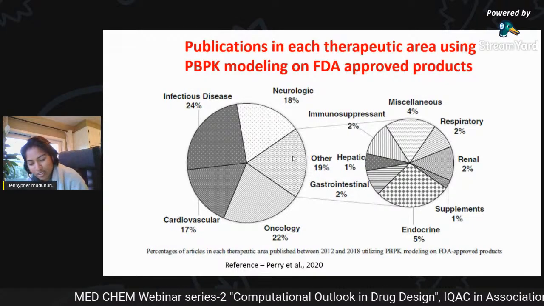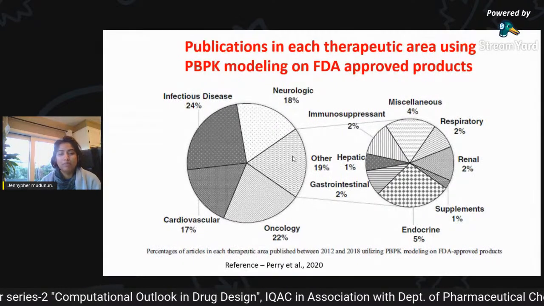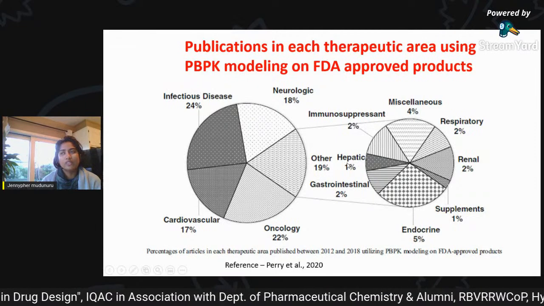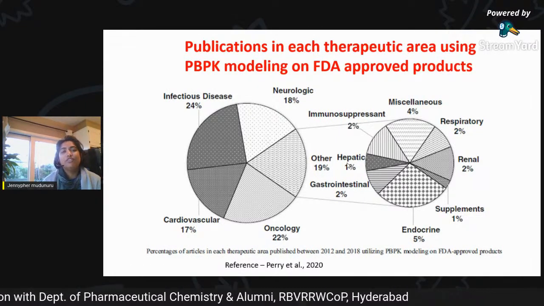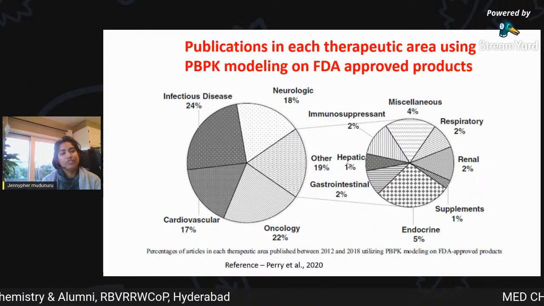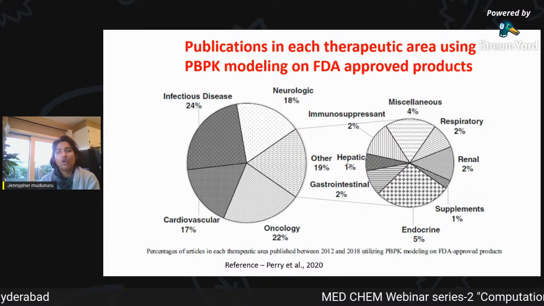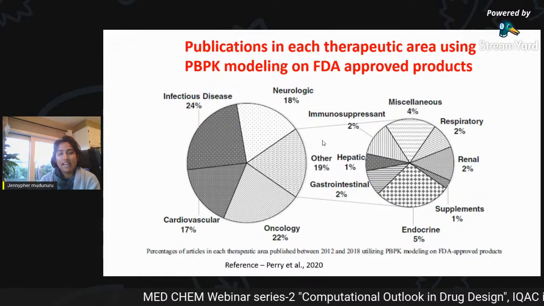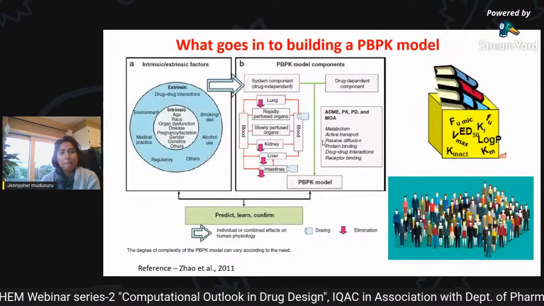FDA came out in 2019, I believe, with a PBPK guidance. So if someone's interested in this area, you can always look it up. And it is a really good guidance which tells you, if you want to use PBPK models as part of your regulatory package, what you have to do, what FDA expects you to do, and what the norms and guidelines are for that. So it's a really good piece of document.